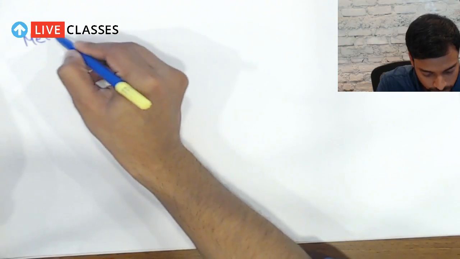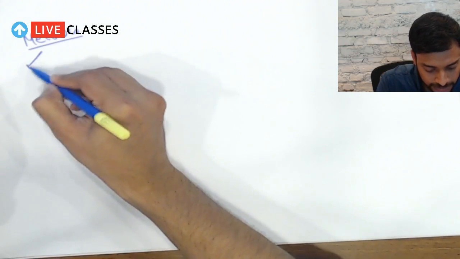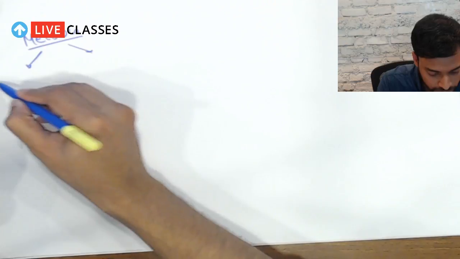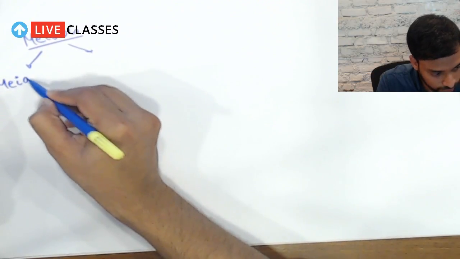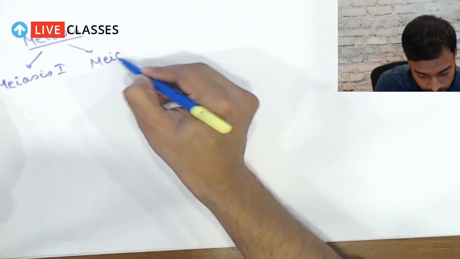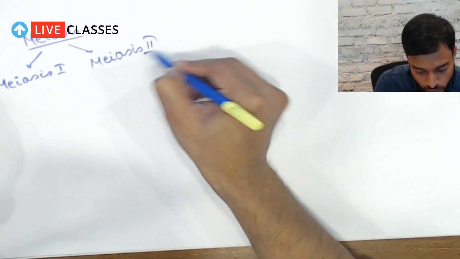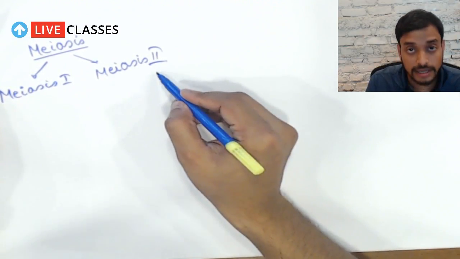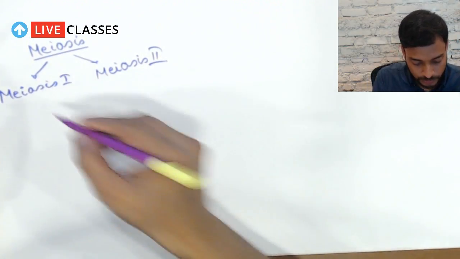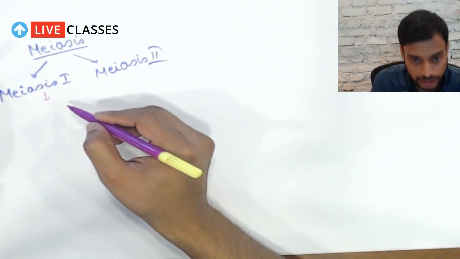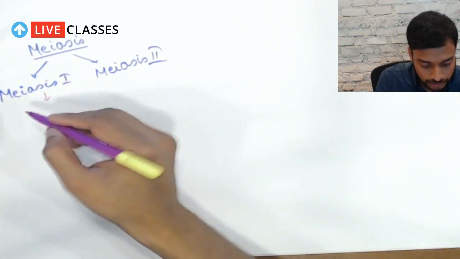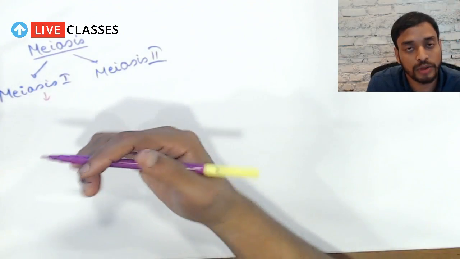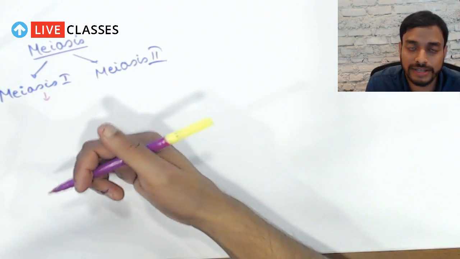So let's talk about meiosis now. Meiosis is basically of two types: meiosis 1 and meiosis 2. So these are the two types, correct? Let's talk about meiosis 1 first. In this meiosis 1 stage, what happens? There are four stages normally, that is prophase, metaphase, anaphase and telophase.